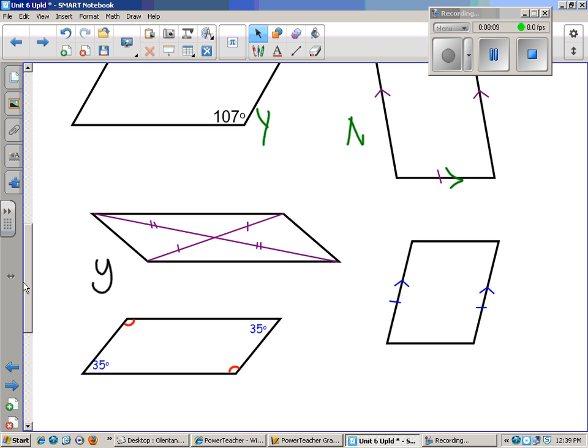All right, how about this one? Is it a parallelogram? Right for yes, left for no.